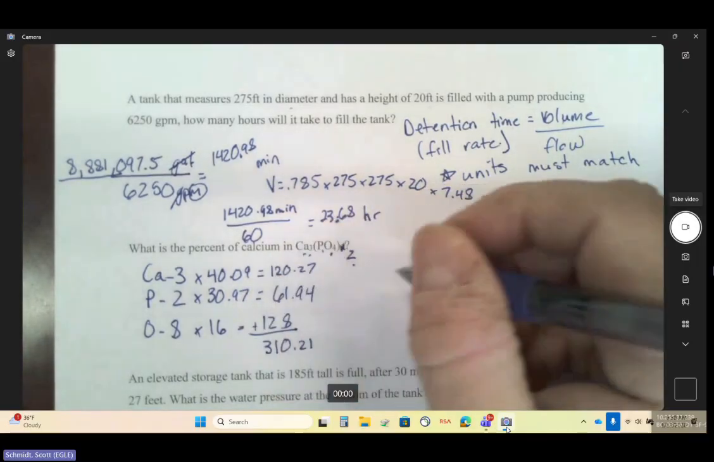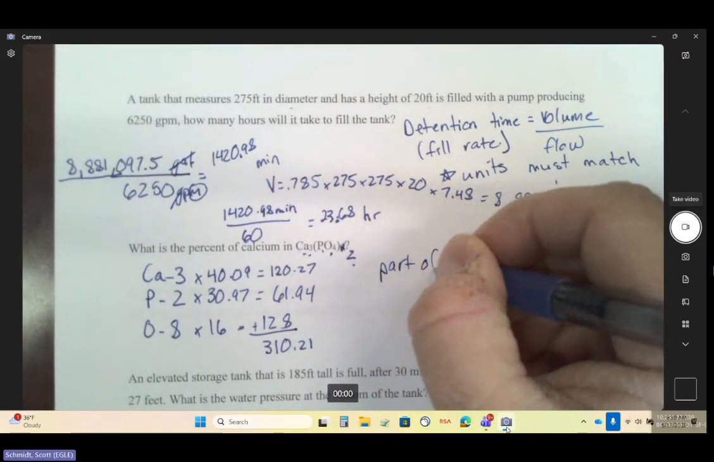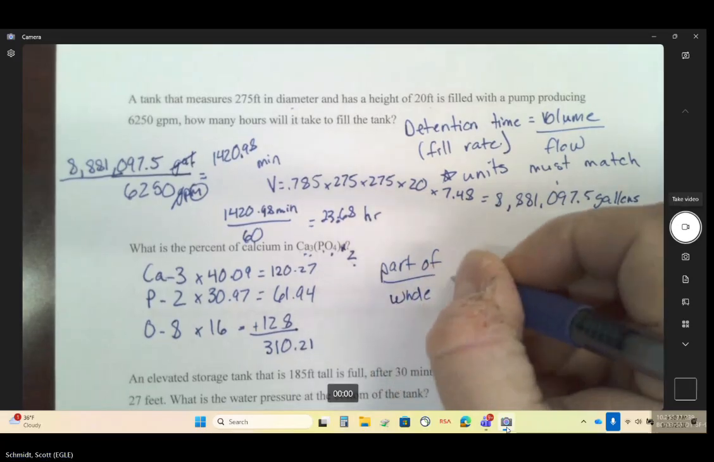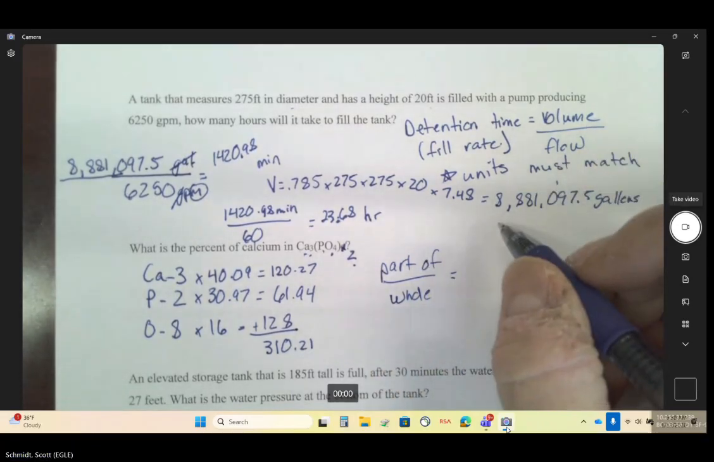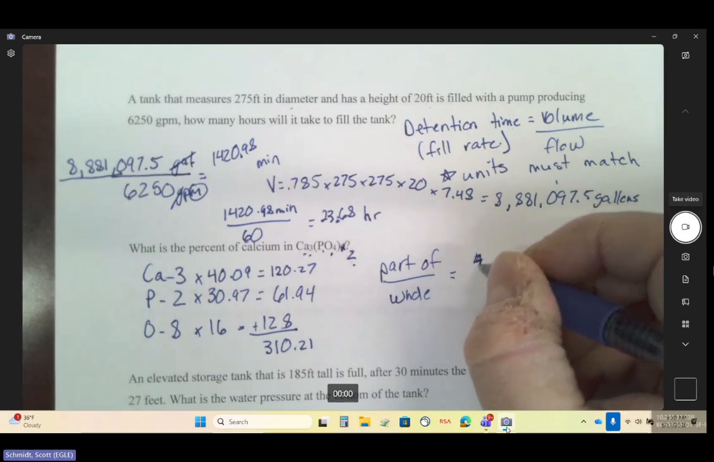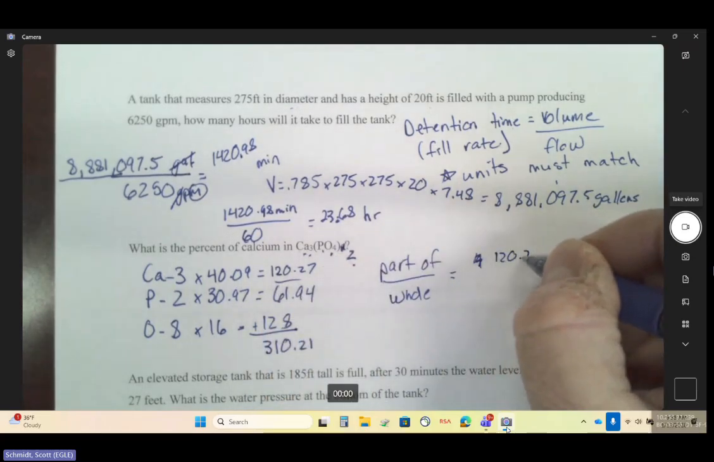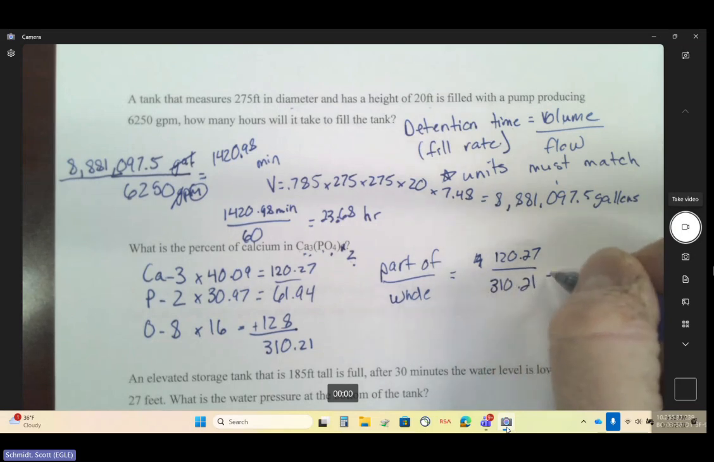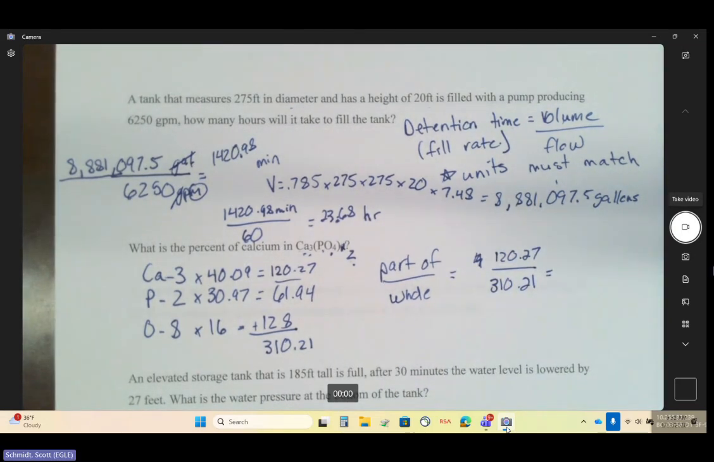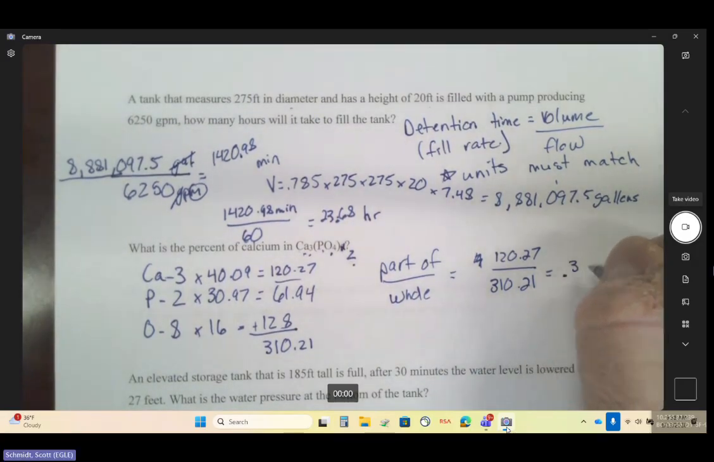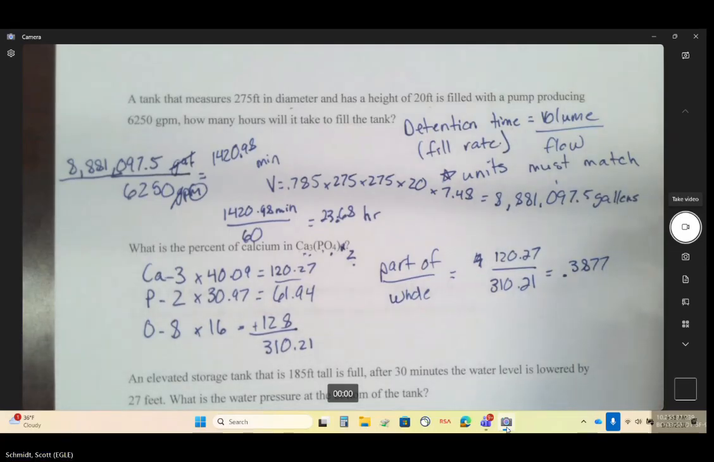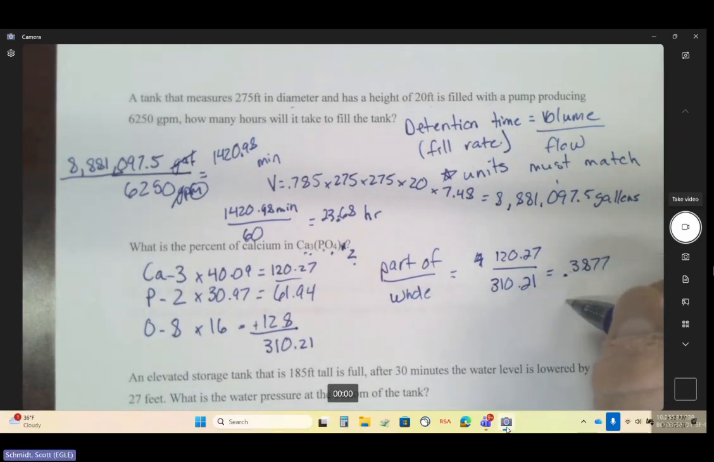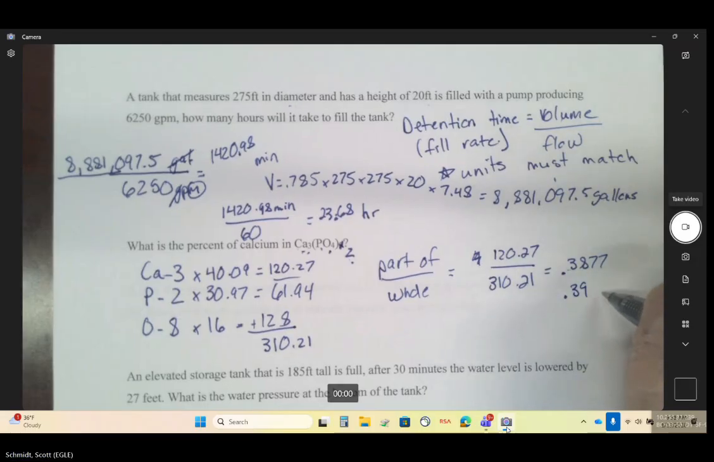Now, in order to solve for the percent of calcium, we use the concept that I call part of the whole. The part of is what you're looking for. So in this case, we're looking for calcium. The part of is, it weighs 120.27, and the whole thing is the 310.21. You do the division of that, and you get 0.3877. I round that to 2 decimals to make it 0.39. So now percent, times by 100, and it's 39% calcium.